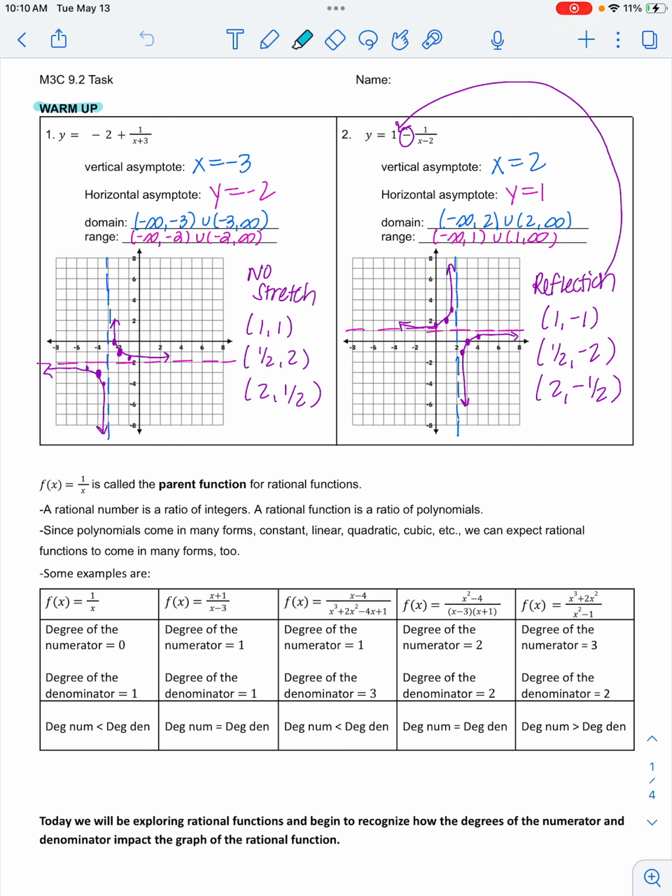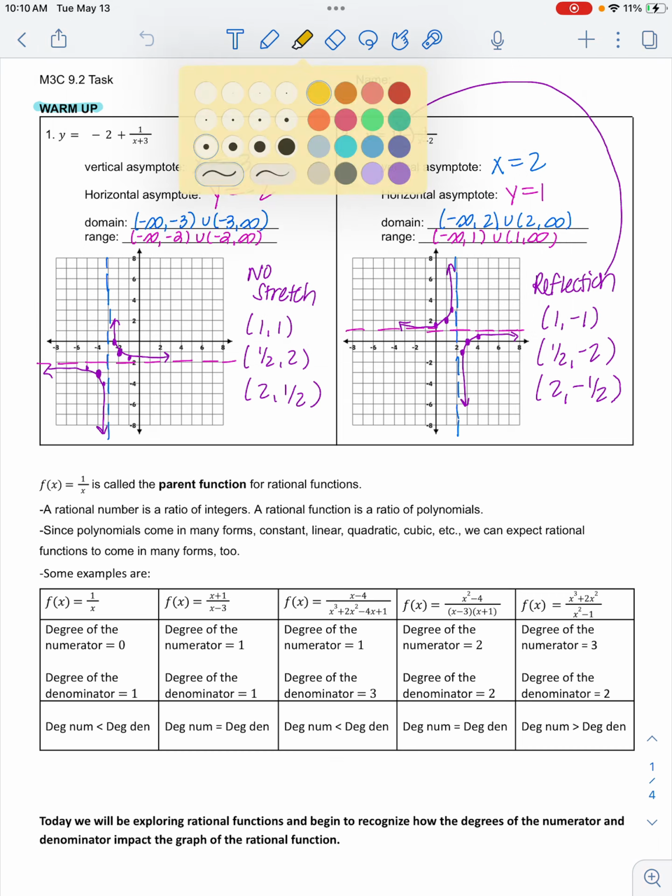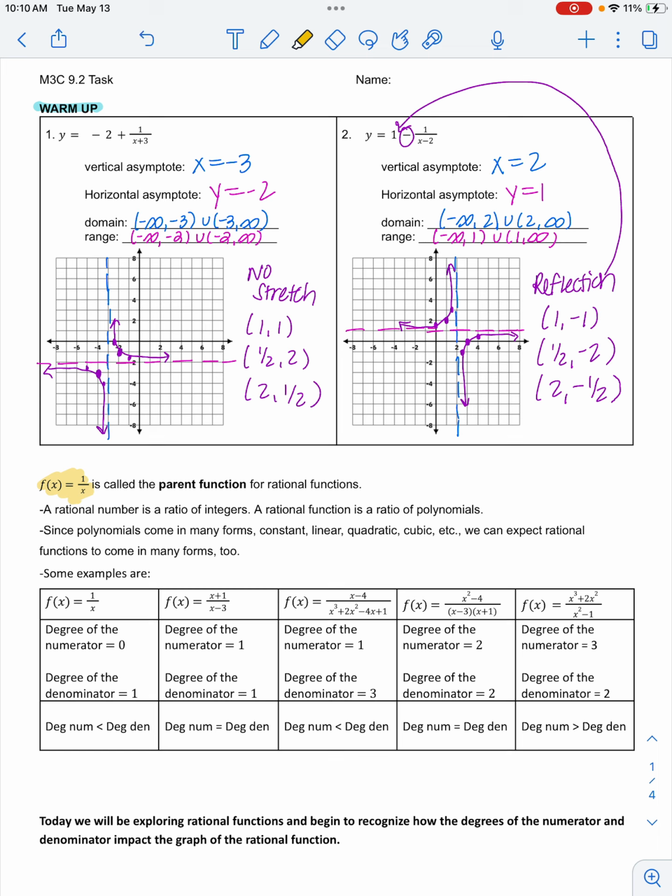Okay, so I hope that you were able to check your answers or try this on your own, and you can check your answers here. There is no stretch on either of these, but the second one does have a reflection, so those points do get flipped from where they are going. Okay, so in what we did last class and in those 2 warm-up problems, they were all transformations of the parent function, 1 over x. Okay, so that's the typical transformation form, parent function, 1 over x.